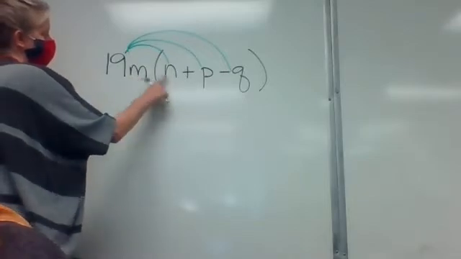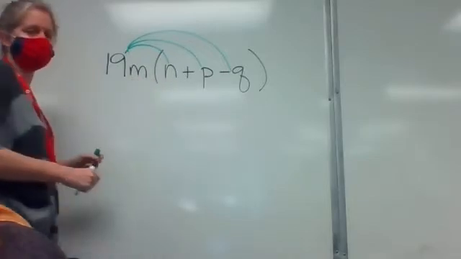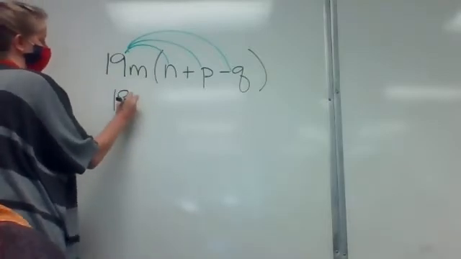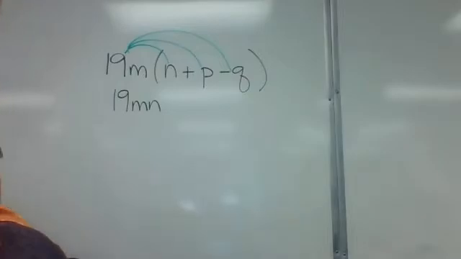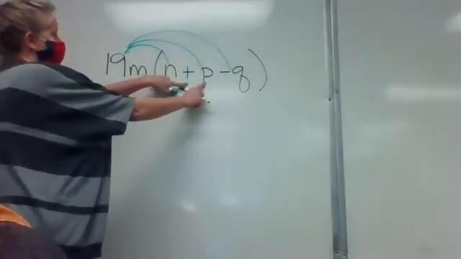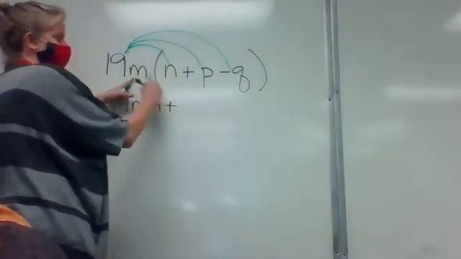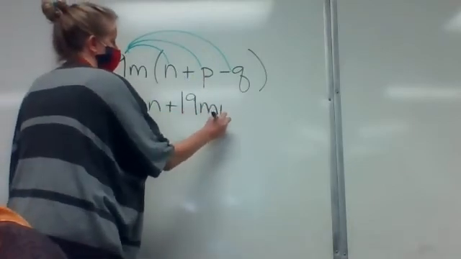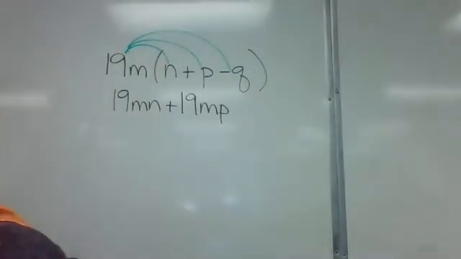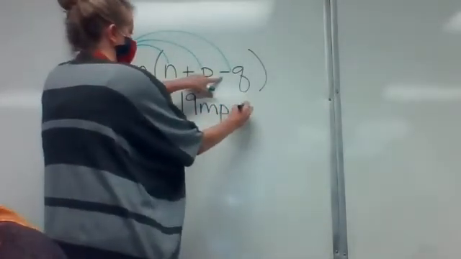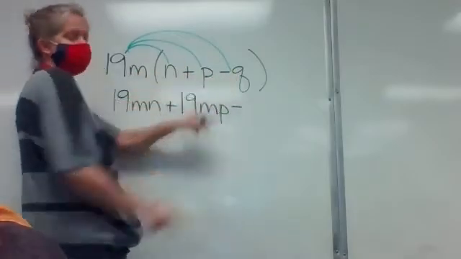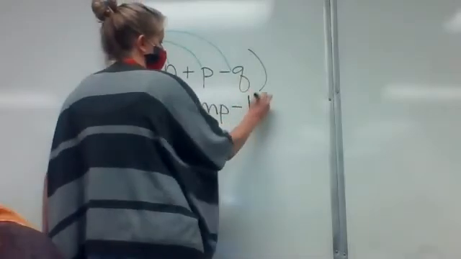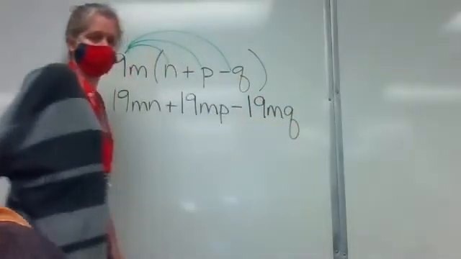19m times n. When you multiply two letters together, they just hook together. So this 19m times n just gives me 19mn. Plus, same thing's happening. When I multiply these, that p is just going to hook onto it. 19m times p gives me 19mp. In the last one, minus this time, 19m times q. So again, multiplying is just going to hook them together. 19m times q gives me 19mq.